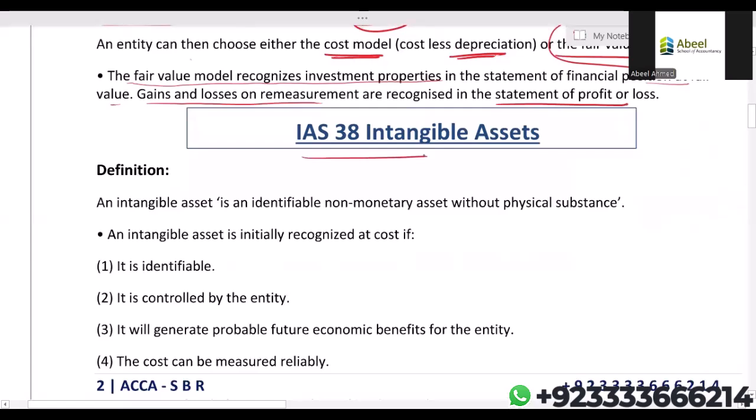IAS 38, intangible asset. Definition. An intangible asset is an identifiable, non-monetary asset without physical substance. When we say non-monetary asset, actually non-monetary means where fixed cash is not determinable.